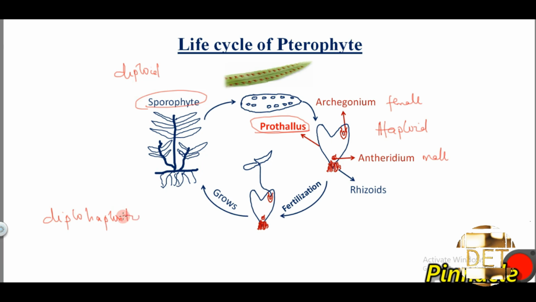So we can refer to the life cycle of the pteridophytes as diplohaplontic. So this is general with all the divisions in the phylum Pteridophyta. They are diplohaplontic. That means that the life cycle involves a shift from the diploid plant, which is the sporophyte generation, to the haploid generation, which is the gametophyte generation. So this is all you need to know about the life cycle of pteridophytes.